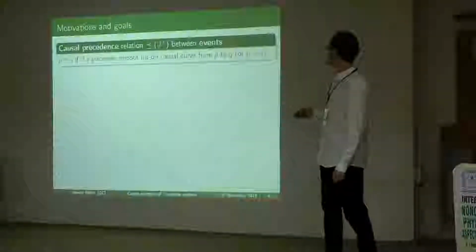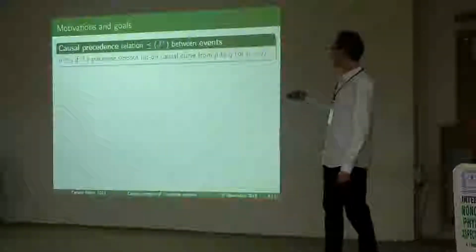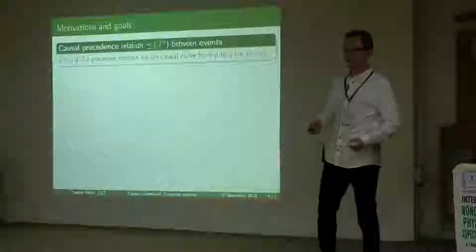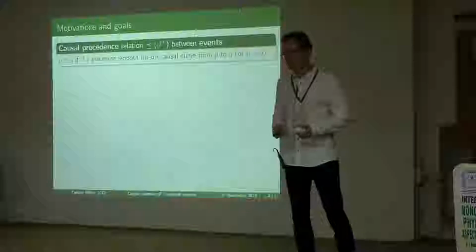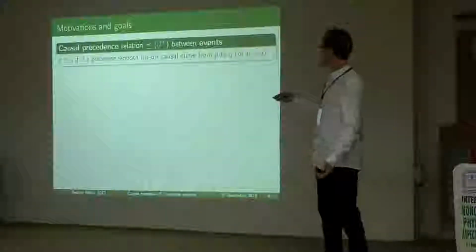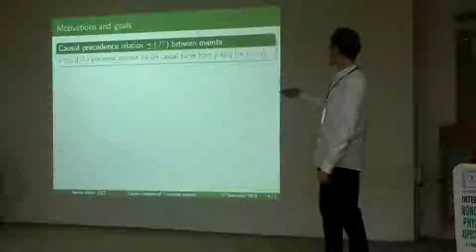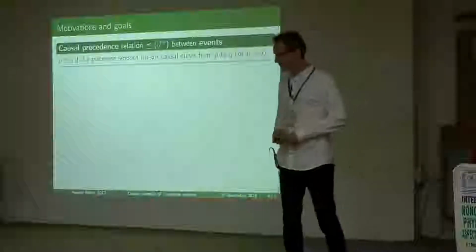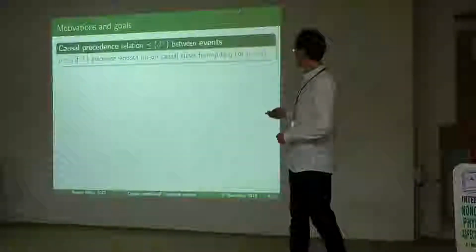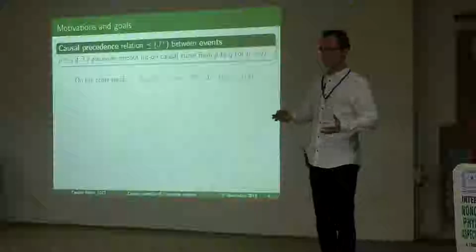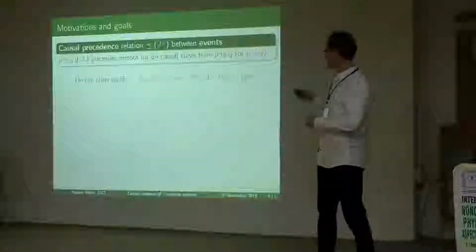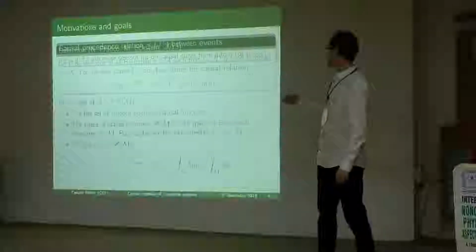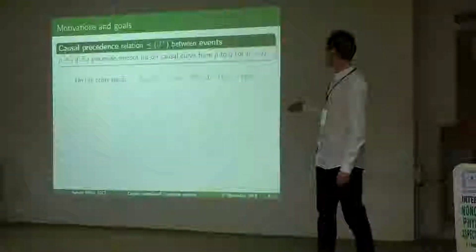Let's recall what's the standard definition of a causal relation for events. Well, it has to do with the possibility to connect them by means of a future-directed causal curve. Event P causally precedes Q if and only if they can be joined by means of a future-directed causal curve.